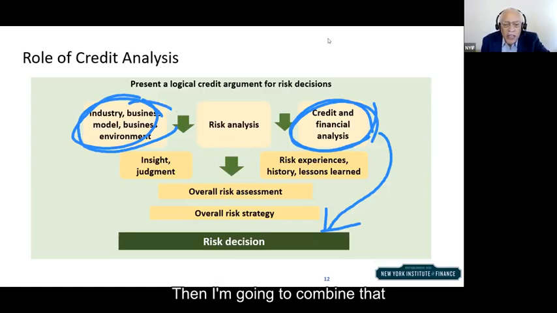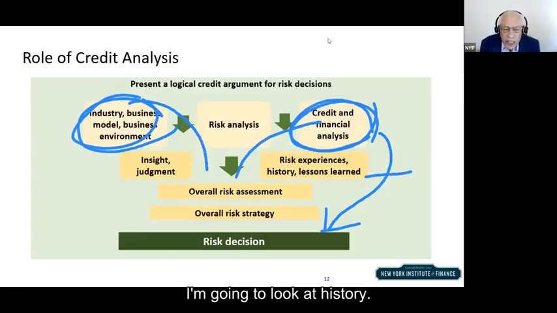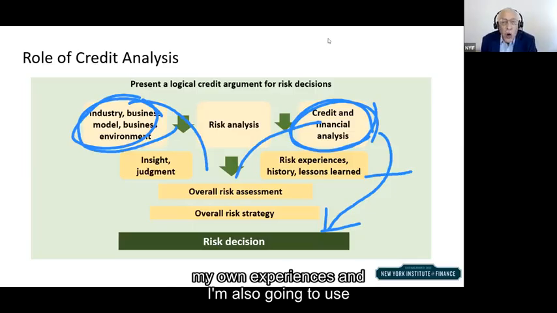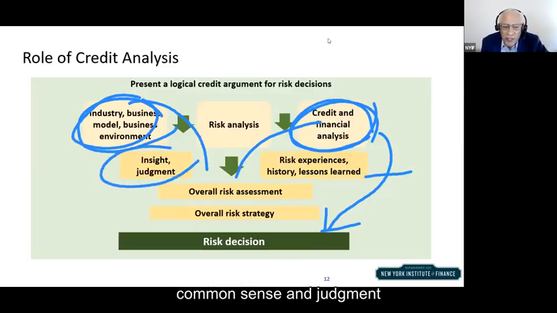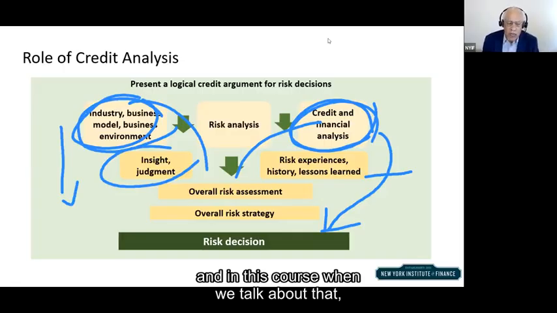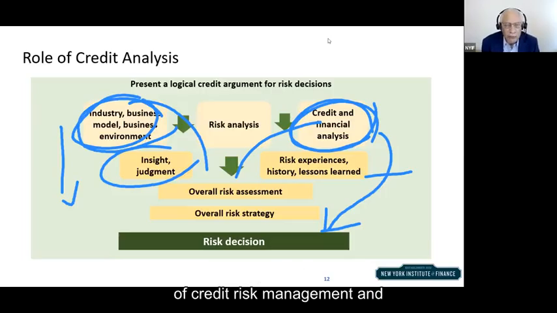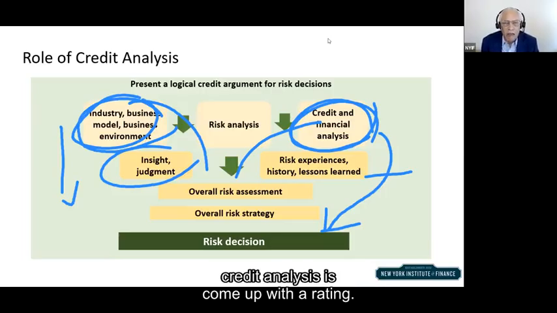And then I'm going to combine that with a number of other factors. I'm going to go back and look at lessons in the past. I'm going to look at history. I'm going to look at my own experiences. And I'm also going to use common sense and judgment to come up with a risk assessment. And in this course, ultimately what we like to do in the world of credit risk management and credit analysis is come up with a rating.